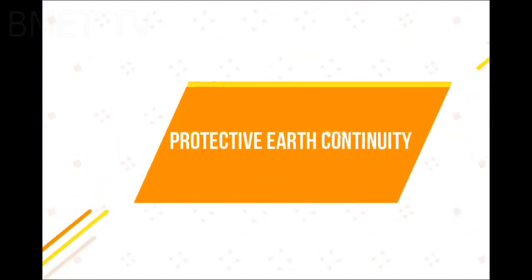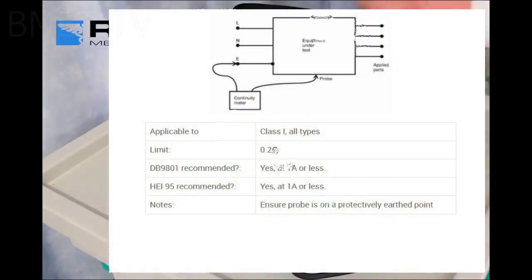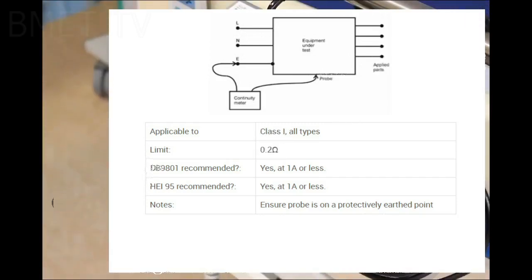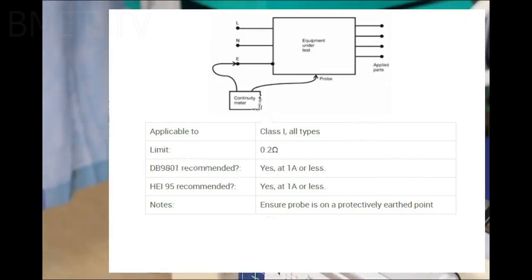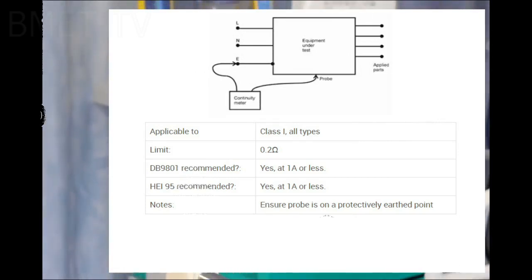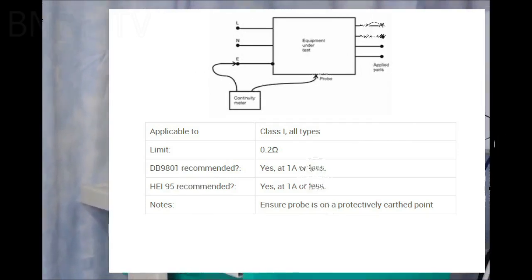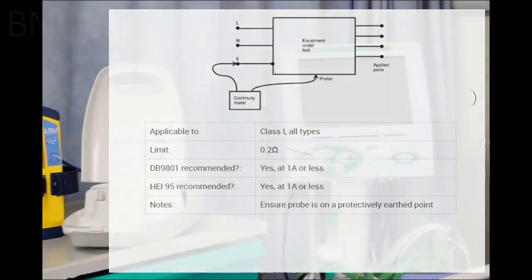Protective earth continuity. The resistance of the protective earth conductor is measured between the earth pin on the mains plug and a protectively earthed point on the equipment enclosure. The reading should not normally exceed 0.2 ohms at any such point. The test is obviously only applicable to Class 1 equipment.